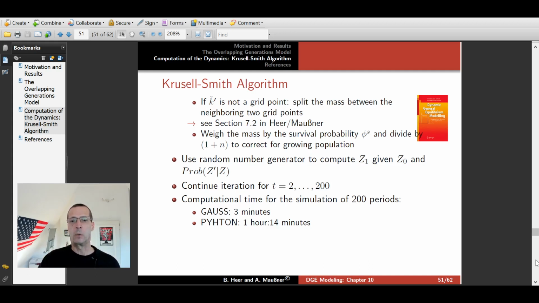And we have to consider that only phi s of the agents survive. So only phi s times this measure will survive to the next period. And we have to correct for the growing population, so that the share of this measure declines by the factor 1 plus n. And we do this for over 200 periods, and use a random number generator to compute next period aggregate technology Z given current period technology Z. Now in Gauss it's very fast, it's 3 minutes, but in Python it's very slow, it's 1 hour 40 minutes, and I will tell you why in a minute.